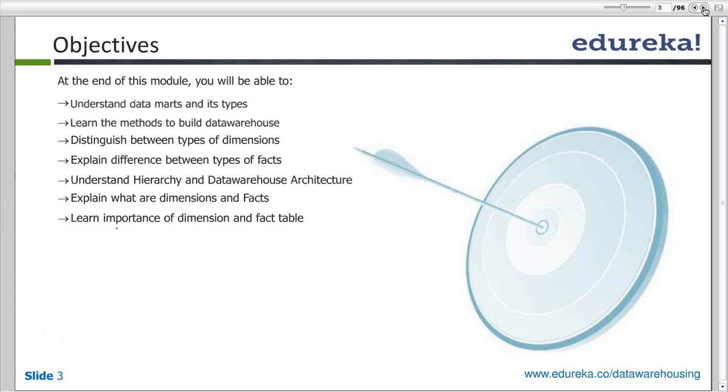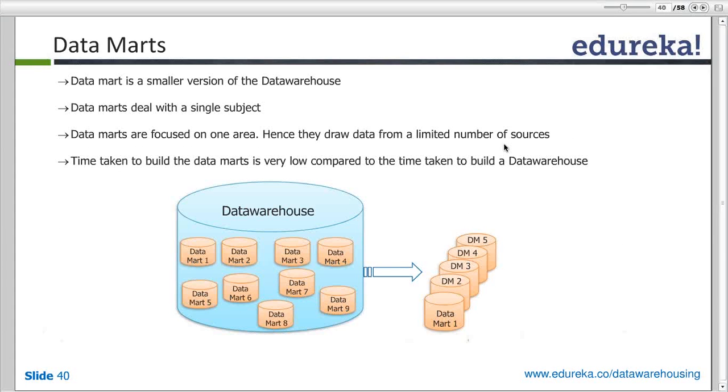We will explain the different types of facts we have, and understand hierarchy and the data warehouse architecture, hierarchical data and the data warehouse architecture, and the definition of a data mart. So a data warehouse is basically consolidated data from various source systems. So it's an enterprise data view. It's a collection of data from the different departments of an enterprise.